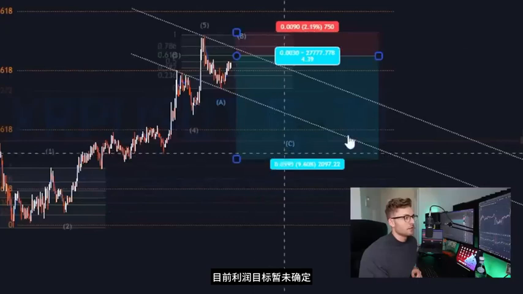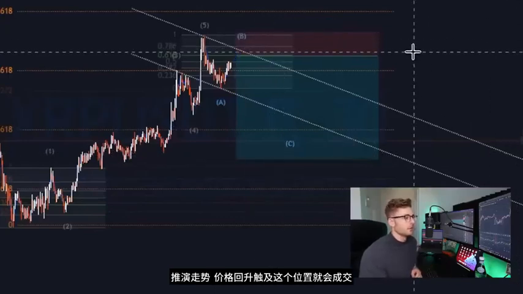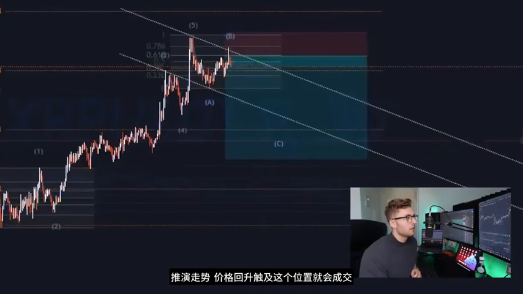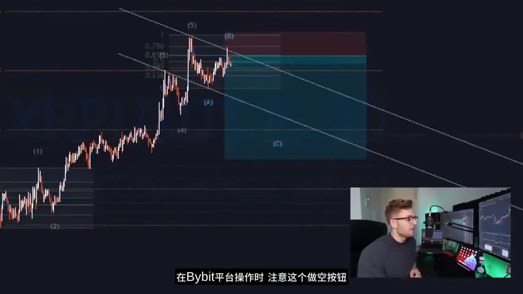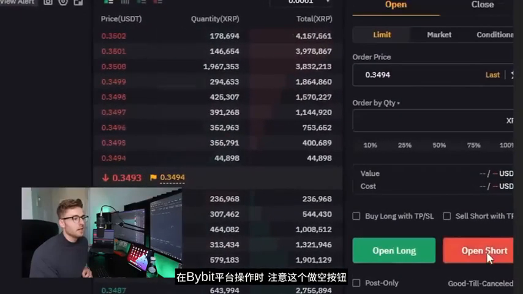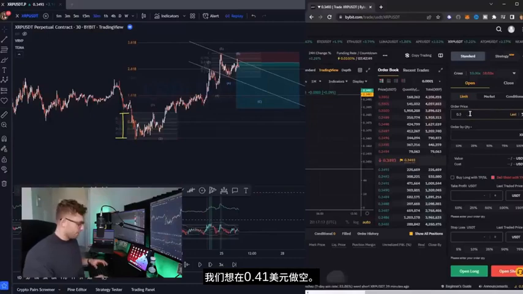And this profit target is going to be determined for the moment. Okay, so if I play this forward, price action comes up, gets me filled in this level. So now I'm short. Okay, and the way you do this on Bybit, see this sell short button that we have? In this instance, we wanted to get short at 41 cents.